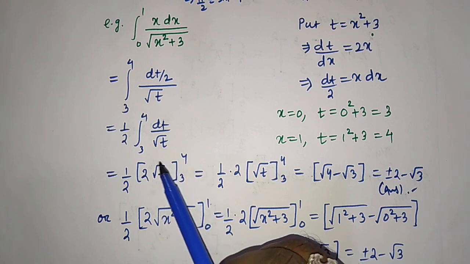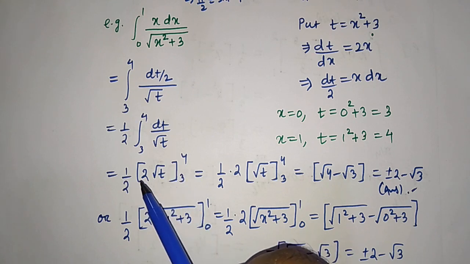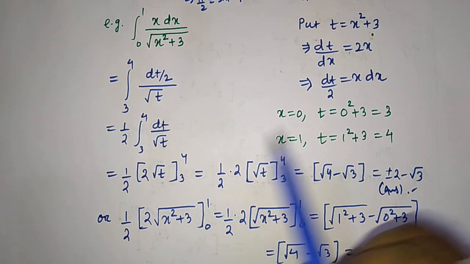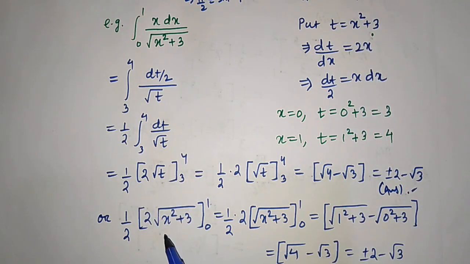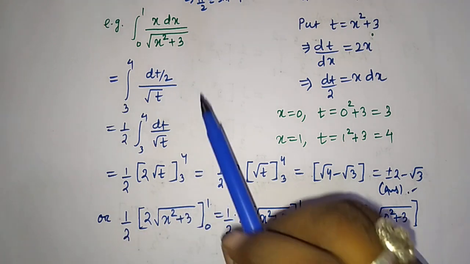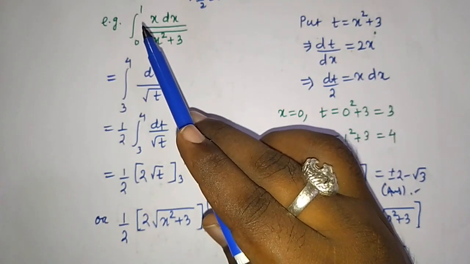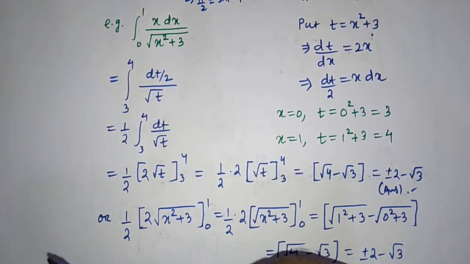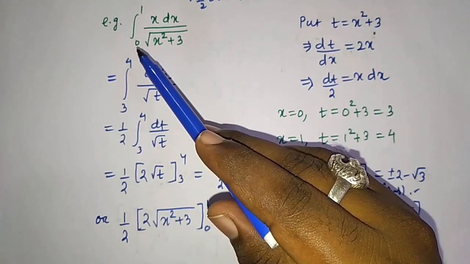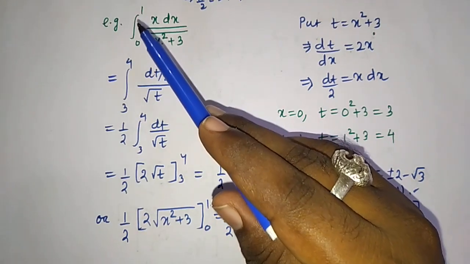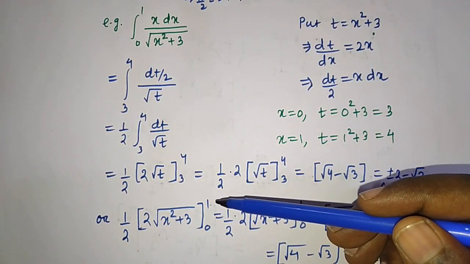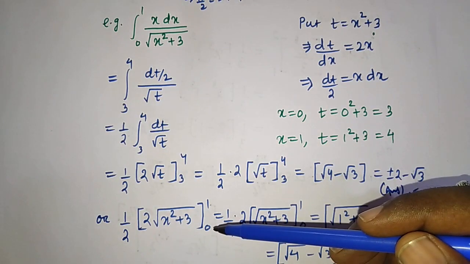Because when the integrand is in the form of t, the upper and lower limits are 4 and 3. When you change the variable back to x format, you have to put the original upper limit and lower limit, which was given in the question. In the question it was given 0 to 1, lower limit is 0, upper limit is 1. So you have to put the upper limit as 1 and the lower limit as 0.